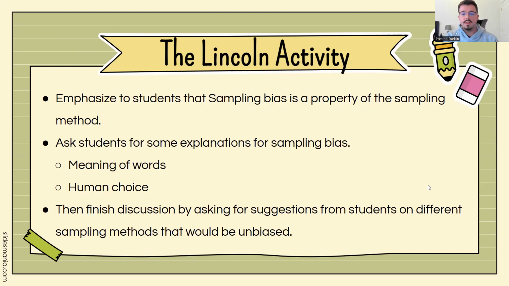Then you would emphasize to students that sampling bias is a property of the sampling method. And you would ask the students for some explanations for sampling bias, and some of them can include the meaning of the words, human choice, or just the fact that some longer words are a little bit better, and they're more willing to pick longer words because they have more meaning, and they're less likely to grab words like the or is. And then you would finish this discussion by asking for suggestions from students on different sampling methods that would be unbiased.